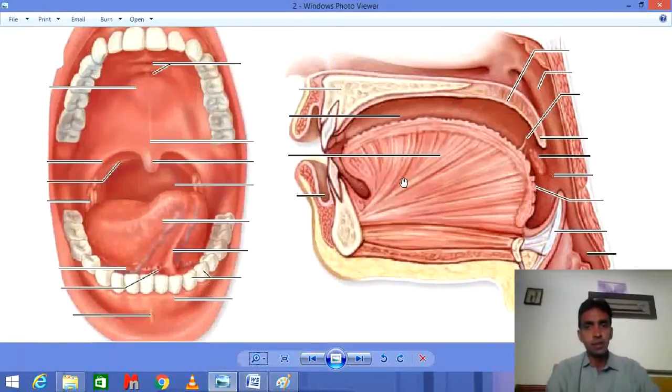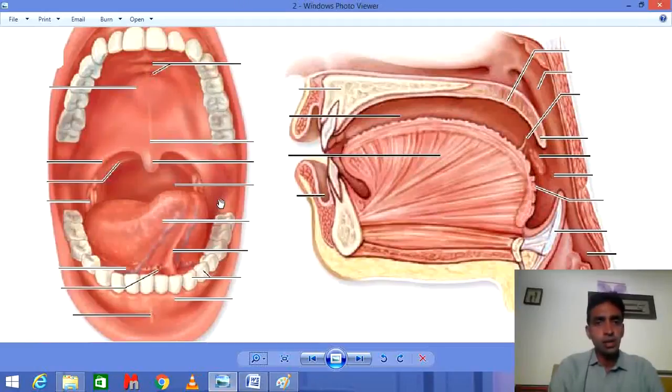Then the hard palate. You can see that the oral cavity is surrounded by a lot of structures. On the upper side is the hard palate, on the lateral side there is the cheek, and on the lower side there is the gum and the tongue. When you ingest the food into the oral cavity, chewing starts. You roll the food in between the teeth.